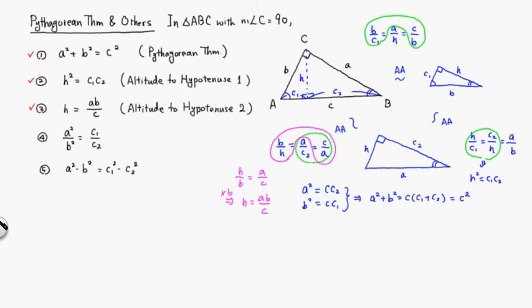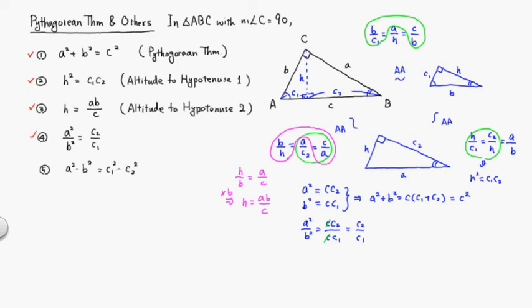Then for a squared over b squared, we can use these. We have a squared over b squared is c2 over c1. Actually, I had this backward. This was c2 over c1. We can cancel the c's. Then we have c1 over c2, c2 over c1, so that will establish this one.